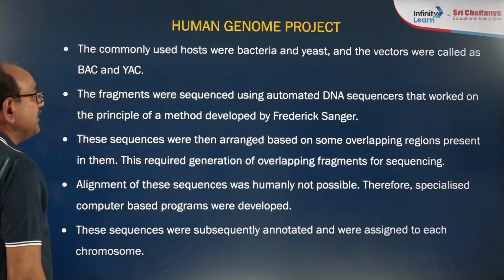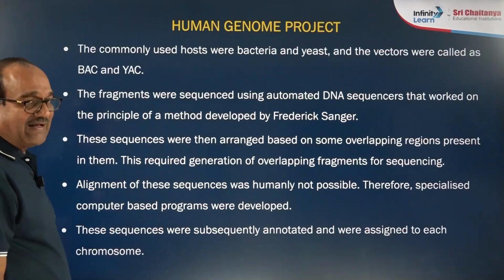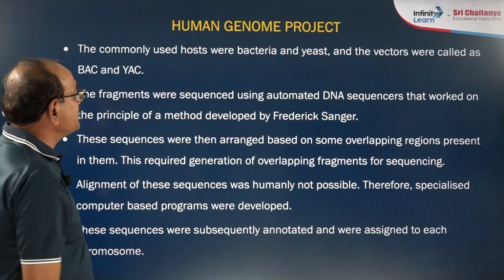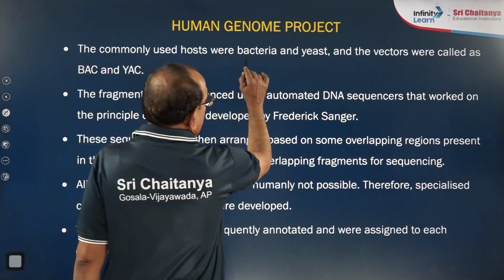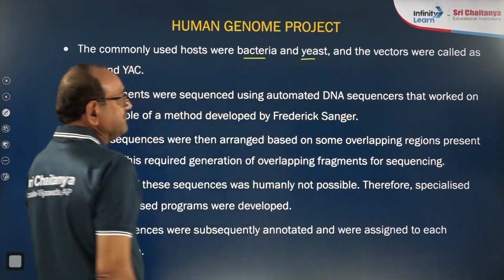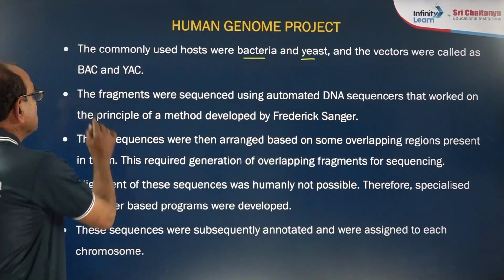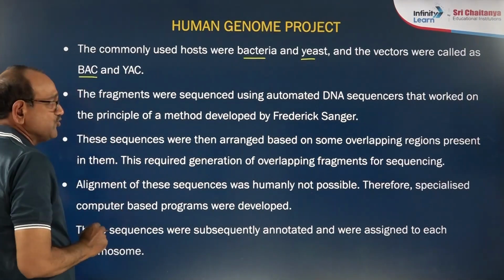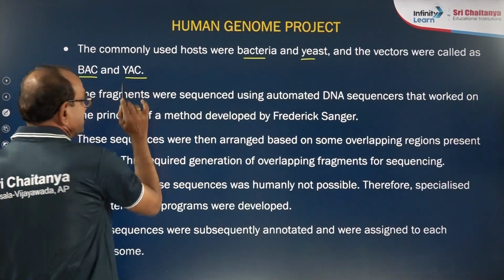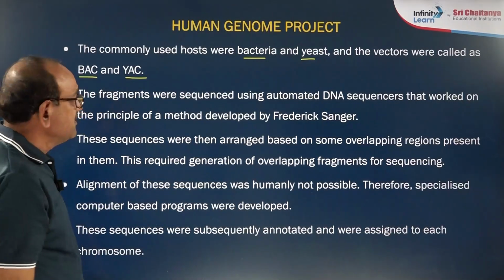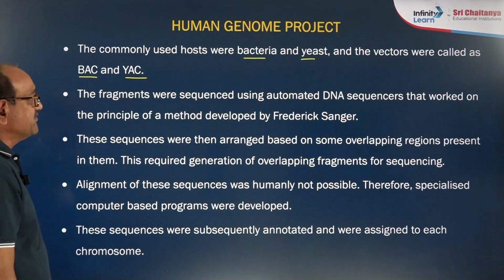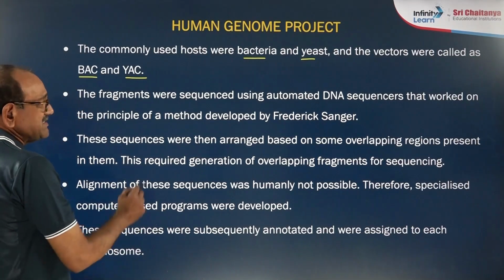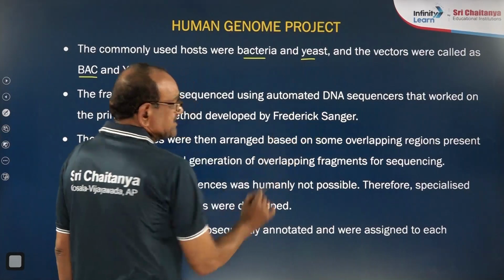In methodology, we need certain hosts as well as vectors. The hosts are generally bacteria and yeast cells, and vectors are bacterial artificial chromosome and yeast artificial chromosome. These are the vectors, and hosts are bacteria as well as yeast. The fragments are sequenced using an automated DNA sequencer.